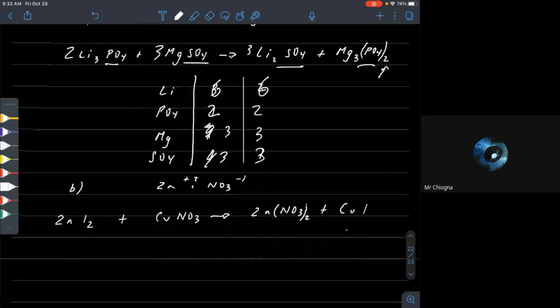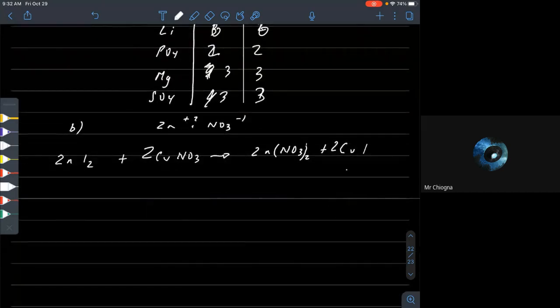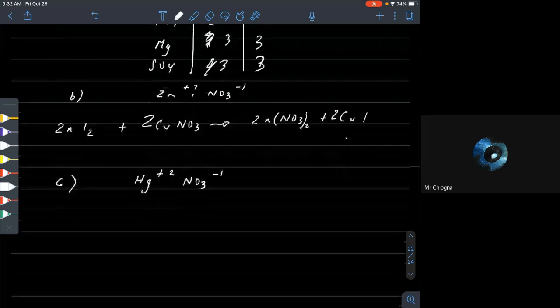Okay. Balance, I'm just going to give you it right now. I think you're getting used to how to do it. So the answer is 2 in front here and 2 in front here. Okay. C, mercury 2 nitrate. Mercury is Hg +2. Nitrate is, as we wrote down before, NO3 -1. Crisscross.